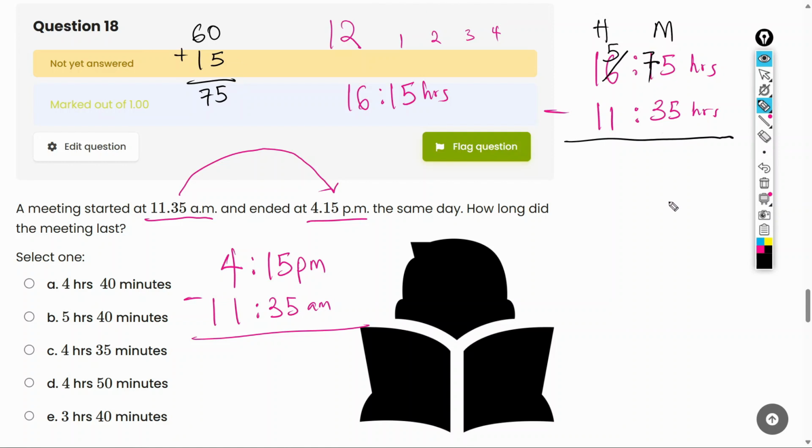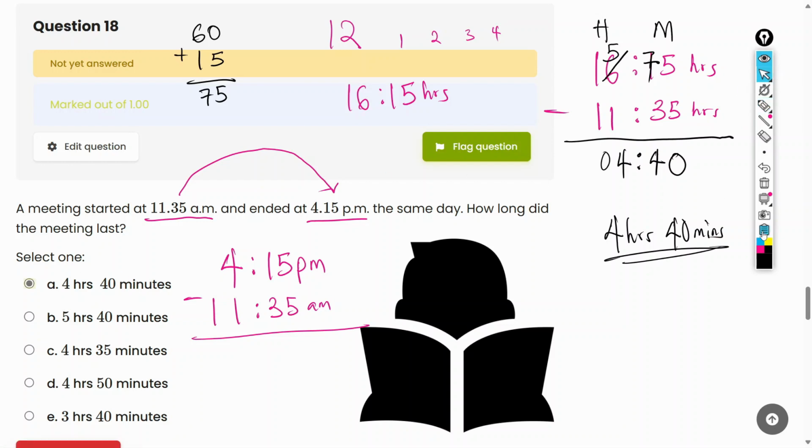So now 75 minutes minus 35 minutes. We can easily do that. 5 minus 5 is 0. 7 minus 3 is 4. 15 minus 11 is 4. So it means that the meeting lasted for 4 hours and 40 minutes.